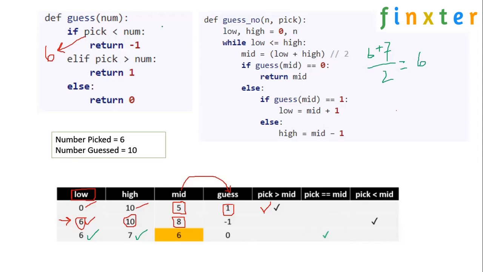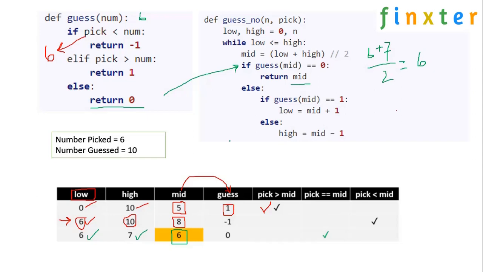Hence the guess method now fetches the value 6, and then it checks if this value is greater than, less than, or equal to the picked value. And it's quite evident that now the value of mid is the same as the value that was picked. Therefore the guess method returns 0. So as soon as it returns 0, the if block gets executed and it simply returns the value of mid. And what's the value of mid? It's 6 at this point of time. Hence we have successfully guessed the value that was picked in the third iteration. So that's how this algorithm works.